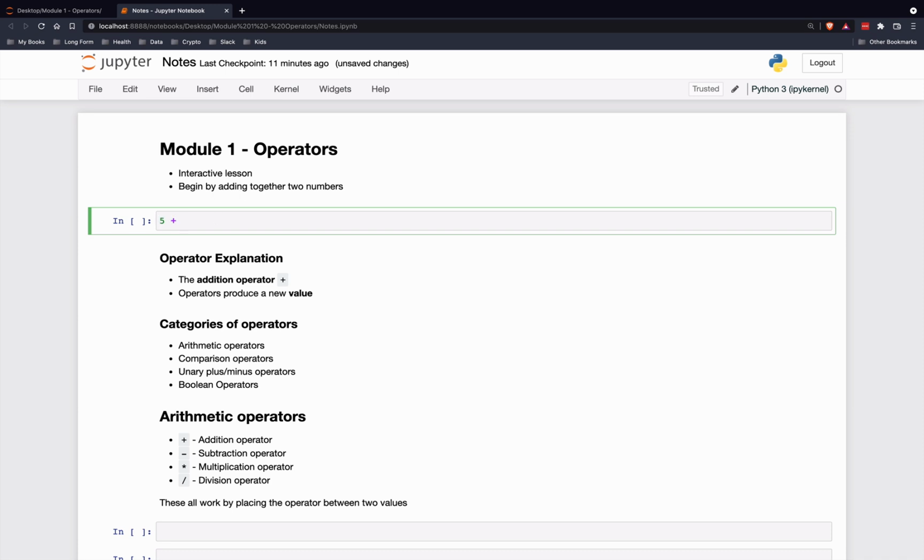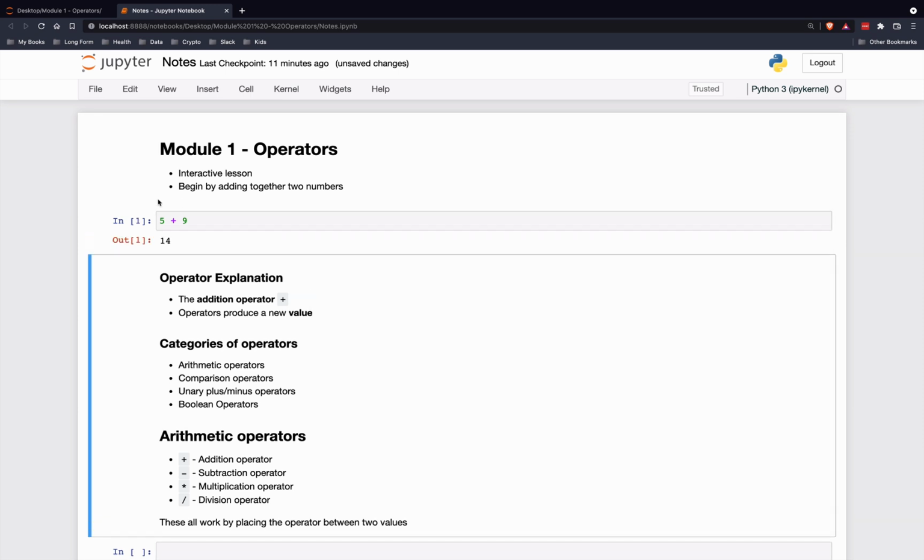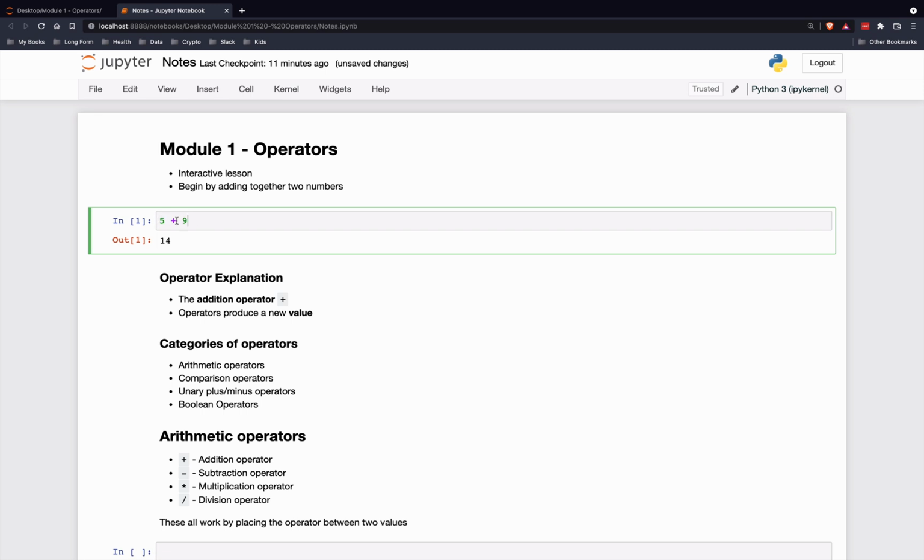All right, so we're going to begin here by adding together two numbers. Let's just pick two numbers, 5 plus 9. And we will execute this with Shift Enter. So what we've formally done here is created an operation using the addition operator. We're going to learn about many different types of operators. The addition operator is just one of the many available in Python. One thing to note about operators or operations is that they always produce a new value. So here the new value is 14.